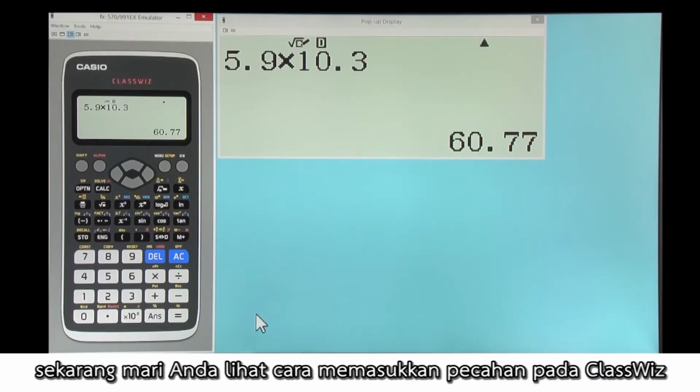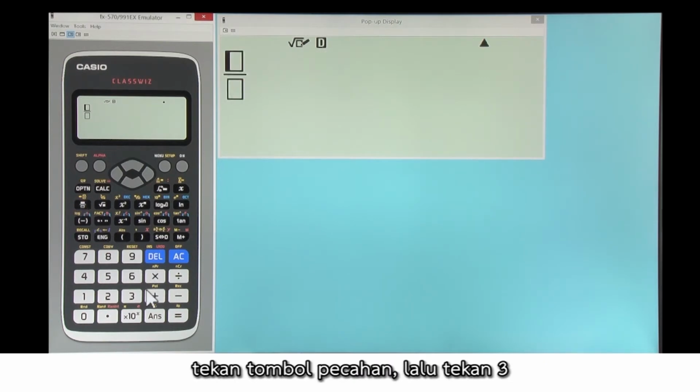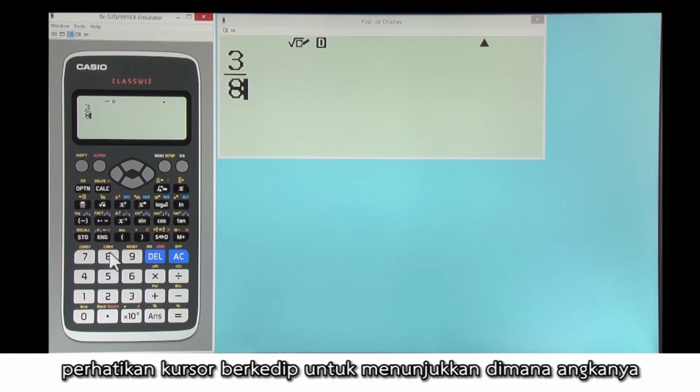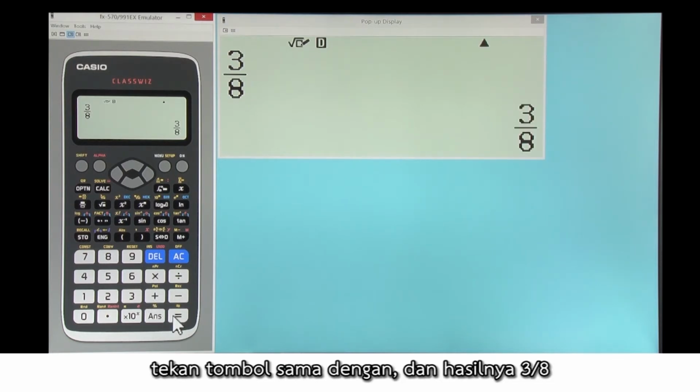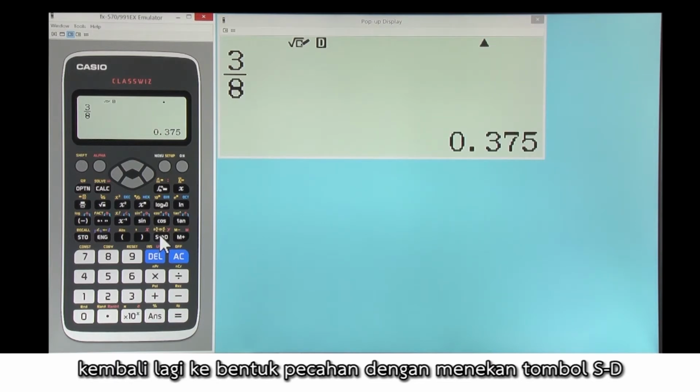Now let's look at entering fractions into ClassWiz. There are several ways to do so. To enter the fraction 3/8, you can start with the fraction key, enter the 3, use the down arrow key and enter the 8. And notice the cursor is flashing to show where the number is. When we tap equals, we can see the fraction 3/8, and we can of course display it as a decimal using the S to D key, or go back again using the S to D key.